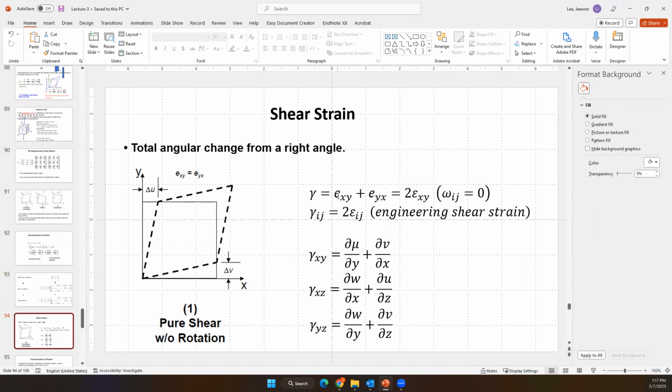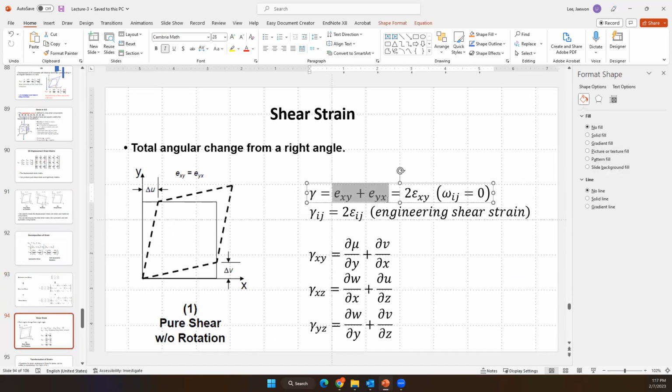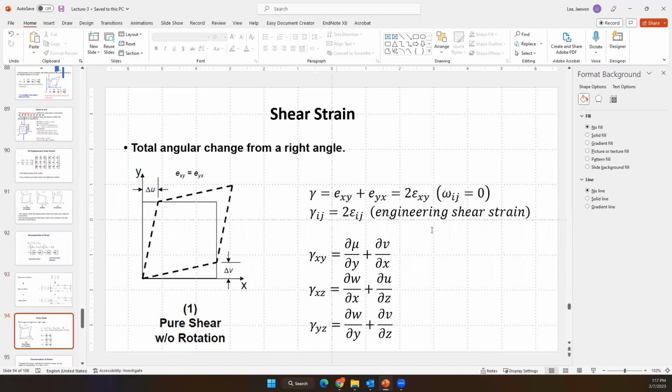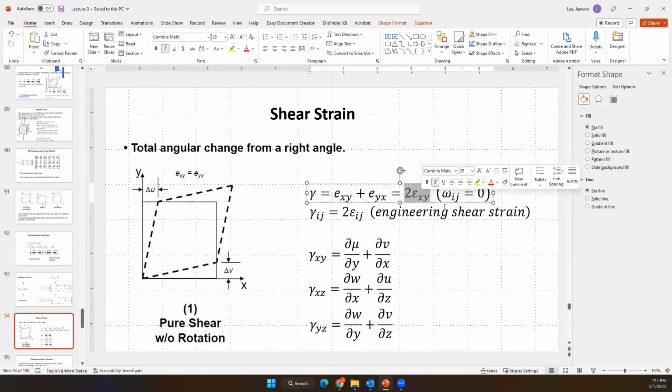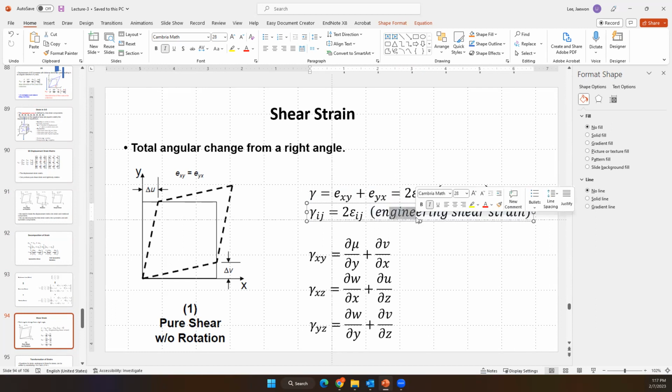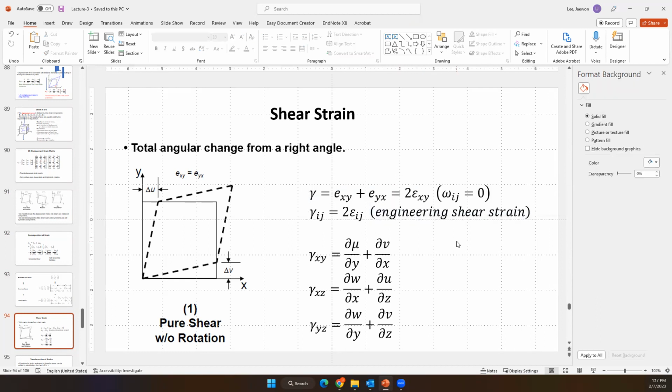So EXY plus EYX is equal to 2 epsilon XY, without rotation. It is directly related to engineering shear strain. Do you understand?